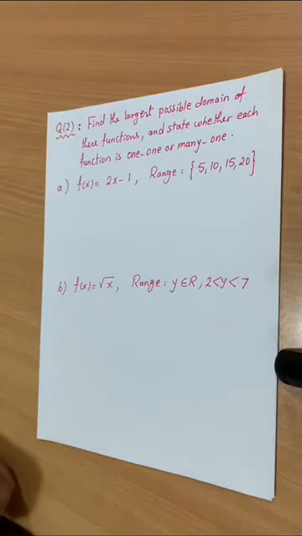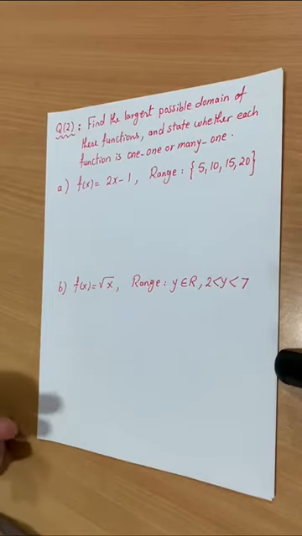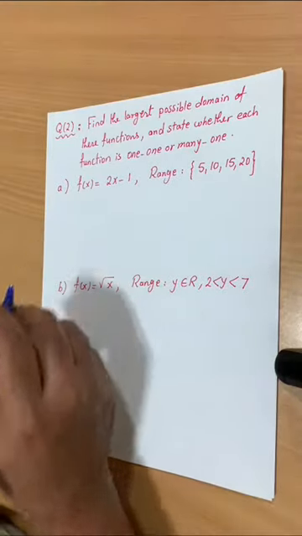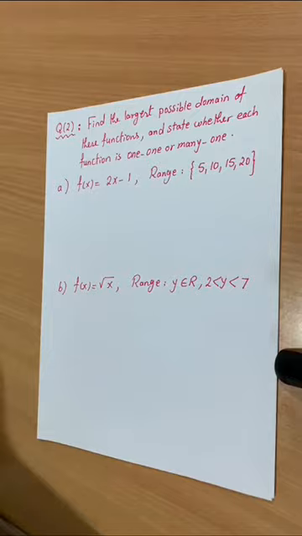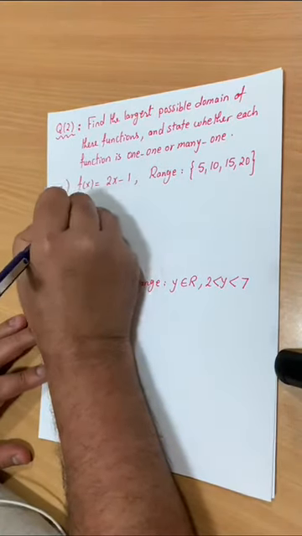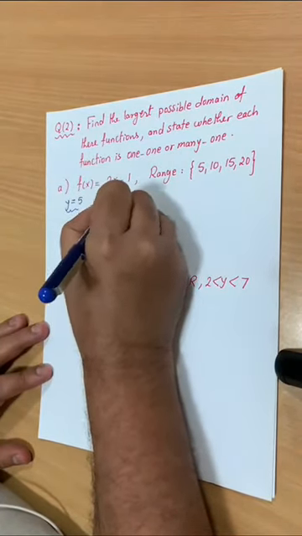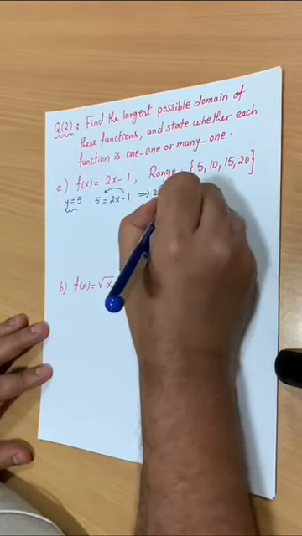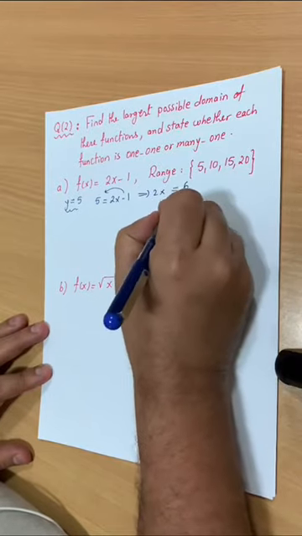Now this question is the opposite of the previous question. Find the largest possible domain of these functions and state whether each function is 1-to-1 or many-to-1. Now they will give you the range and it's required to find the x values. So we have to do the opposite process. I'll start with y equals 5. So 5 equals 2x minus 1. Move -1 to the other side. So 2x equals 6. Then x is equal to 3.